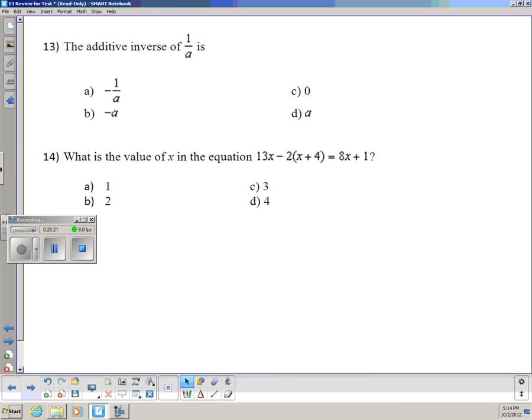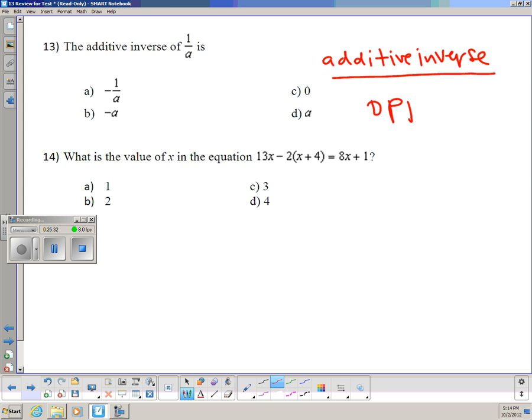All right, number 13. The additive inverse of 1 over a. Additive inverse means take the opposite. The opposite means change the sign. So 1 over a, I don't see a sign. I understand that number to be positive. Its additive inverse is the negative version of that number, or negative 1 over a.